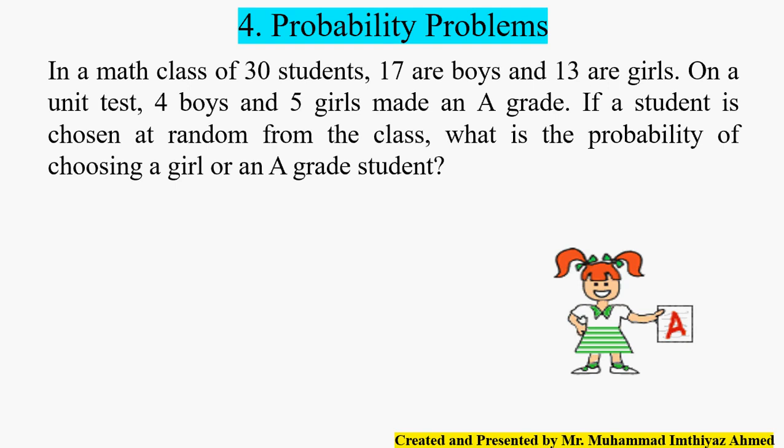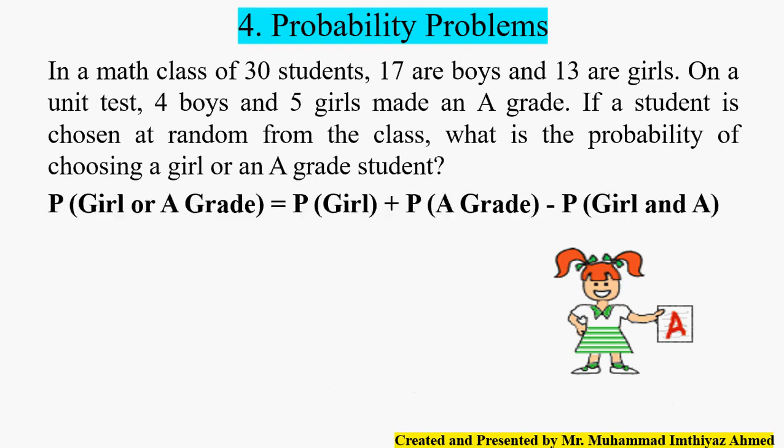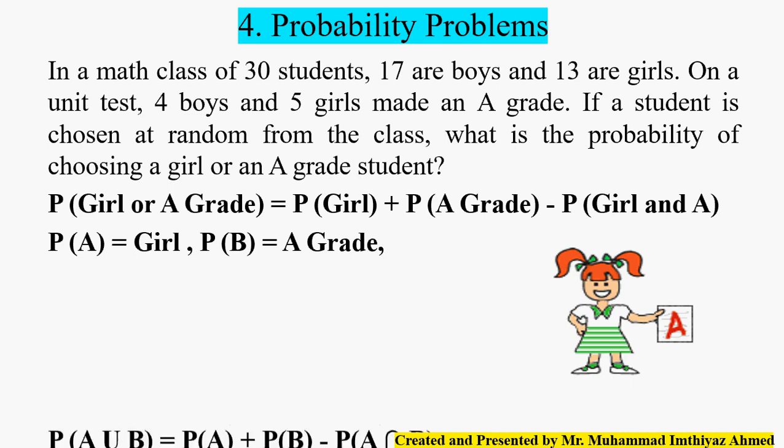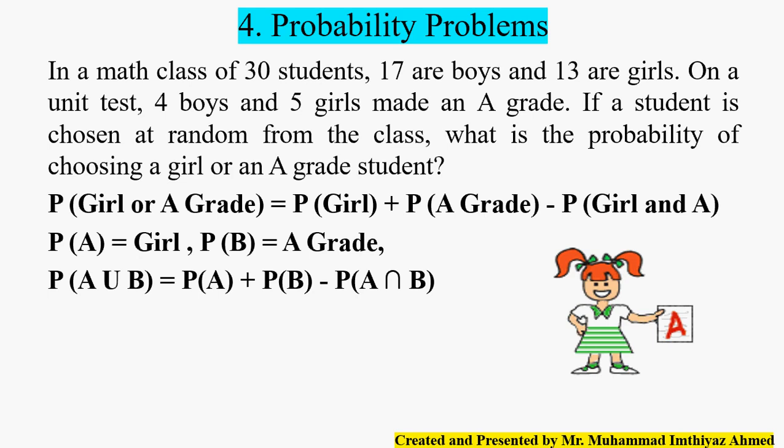A grade student? Here, for this problem, we need to use probability of girl or A grade. So we need to take probability of girl plus probability of A grade students minus probability of girl students getting A. So probability A I am assigning for girl, probability B is for A grade. And probability A union B is probability A plus probability B minus probability of A intersection B.